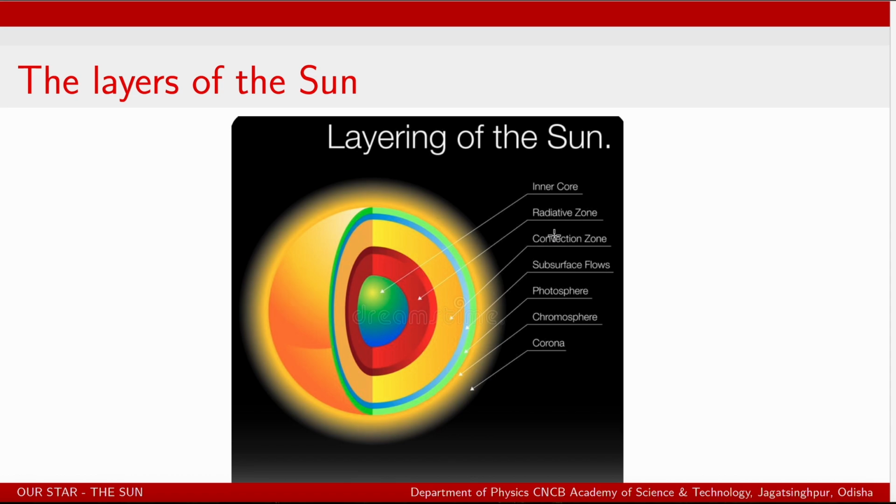Next we have the convection zone. Then we have the subsurface flows. Then we have the layer which is called the photosphere. Then we have the layer which is called the chromosphere, and finally we have the corona. So the sun is not a homogeneous object. It has many layers, and these are the various layers of the sun.